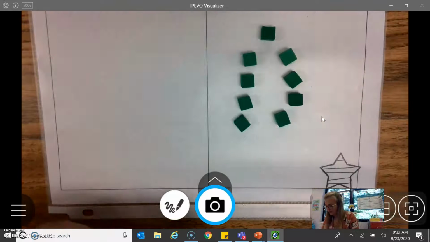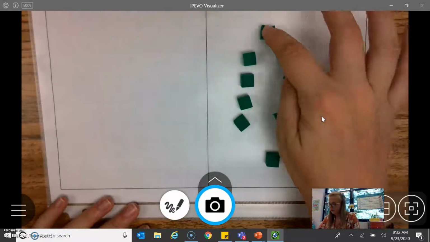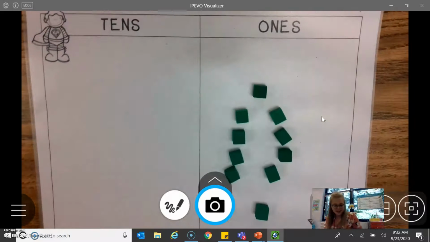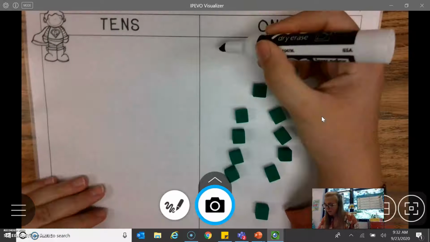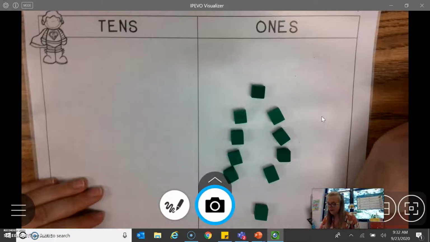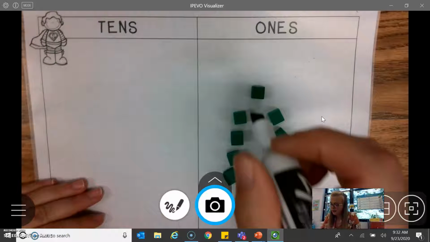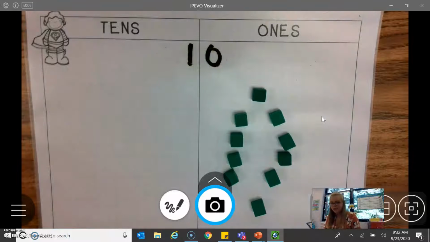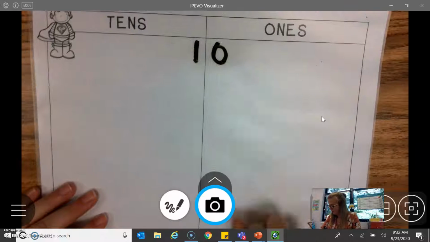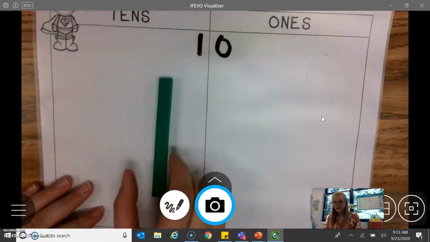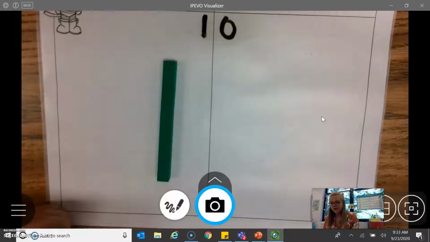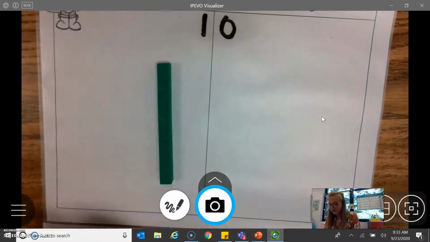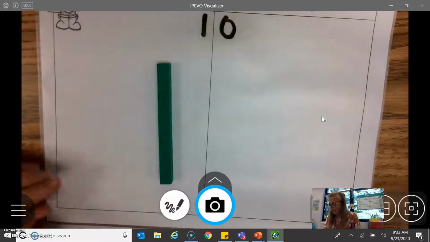2, 3. Okay, now let's count how many I have. 1, 2, 3, 4, 5, 6, 7, 8, 9. This is the number 10. I can't put my number 10 all in the ones spot because I need one number for each spot. So my 10 looks like this. If I have 10 ones, I need to switch them out into one group of 10. So now I have a base 10 block. So now I have one group of 10 and 0 ones. That's the number 10.